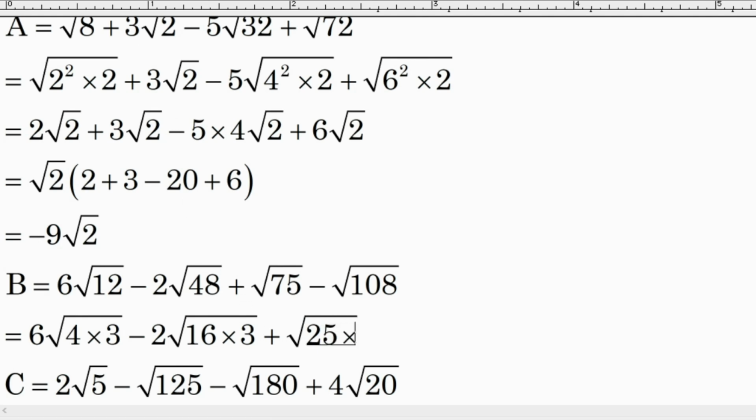Then minus square root of 108. So 108 could be written as 36 times 3.